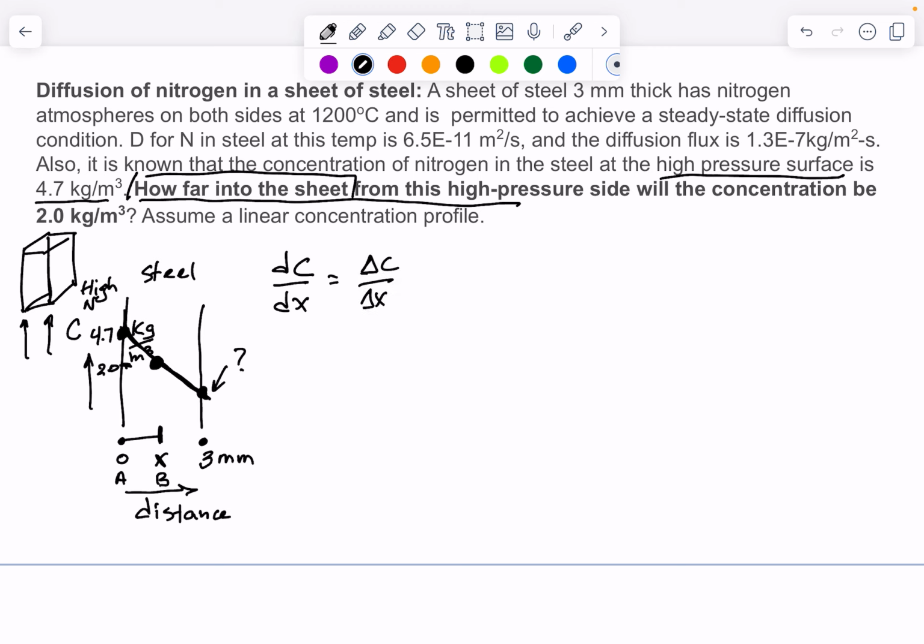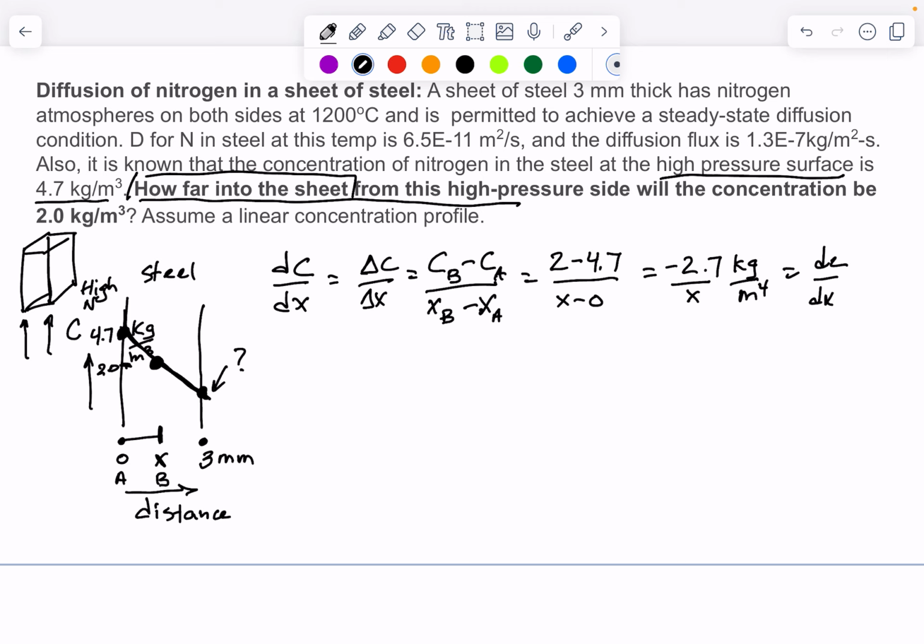The way you do that is you take the concentration at one point, subtract it from the concentration at the other, and then you do the same thing with the distances, but you've got to make sure that your points are always on the same side of the equation. And so what we get when we do this is 2 minus 4.7 over X minus 0, in units of kilograms per meter to the fourth. So we see that the concentration gradient is minus 2.7 over X, in units of kilograms per meter to the fourth. So that is our dC/dx.